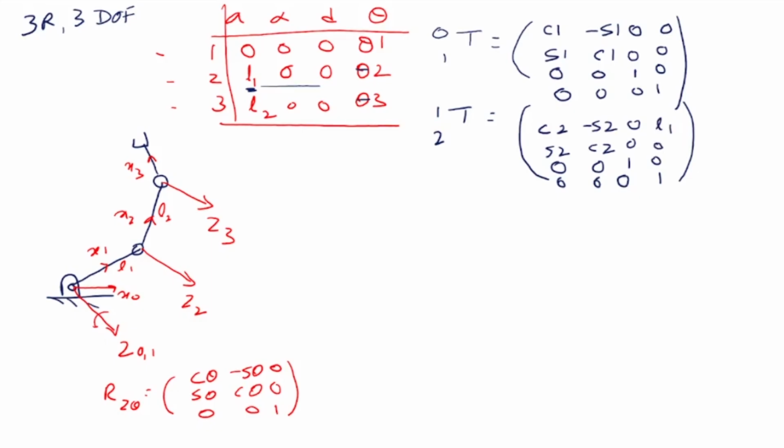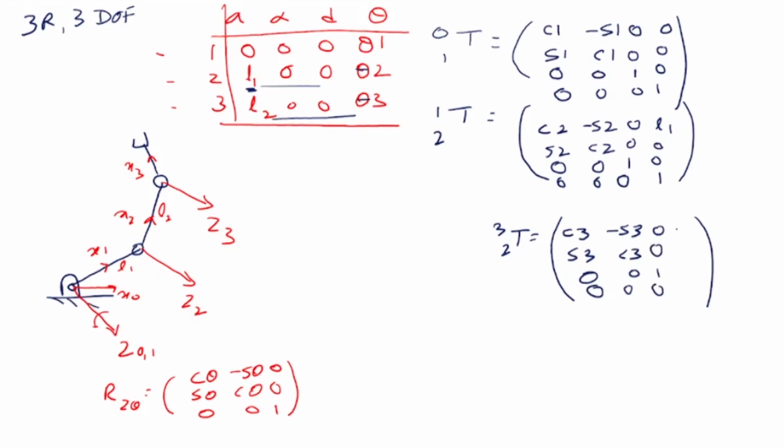Now, what about the third one? Let me write the third matrix here. This is my third matrix, T 2 to 3. For the third matrix, I take the third row from here. The variable is theta 3, so cos 3, minus sine 3, sine 3, cos 3, 0, 0, 1, that's 0, 0. This is always 0, 0, 0. Then L2 is there, 0, 0, 1 is there.